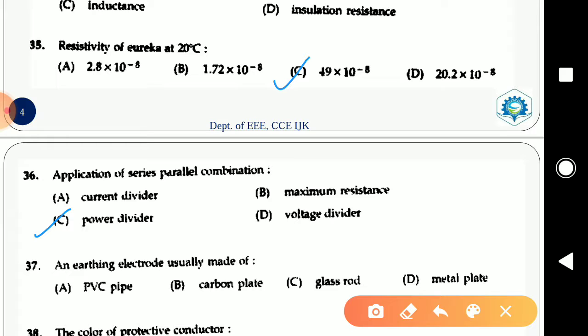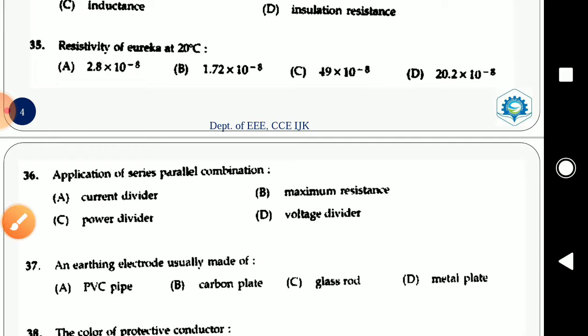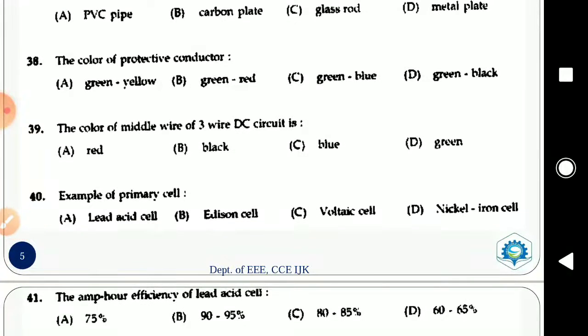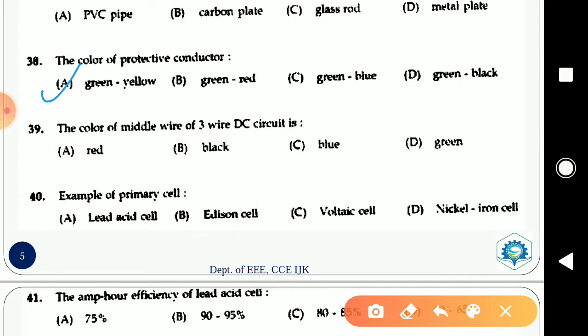Question 37. An earthing electrode usually is made up of. The answer is option D, metal plate. We always use metal plates in order to carry out the earthing. Moving on to question number 38. The color of the protective conductor. So the color of the protective conductor is given by option A, that is green yellow. Green yellow is the color. Moving on to question number 39.